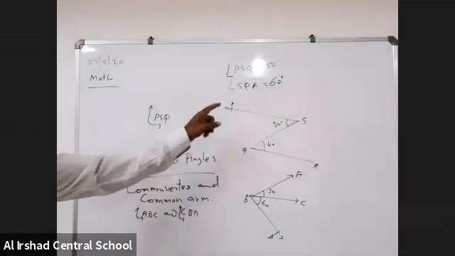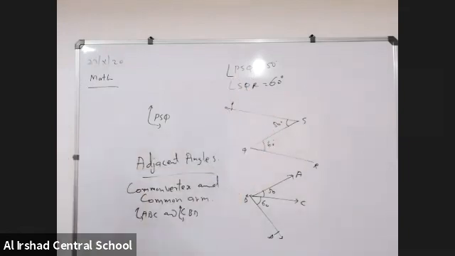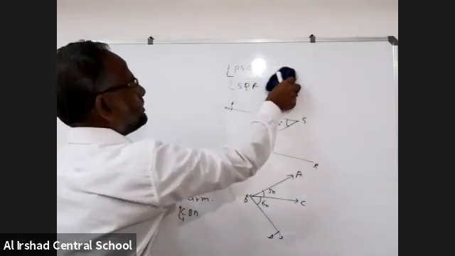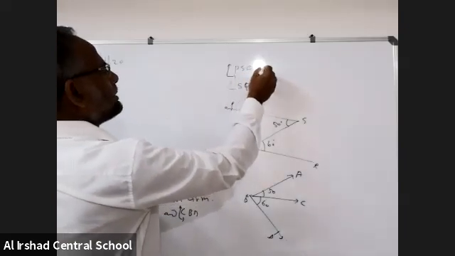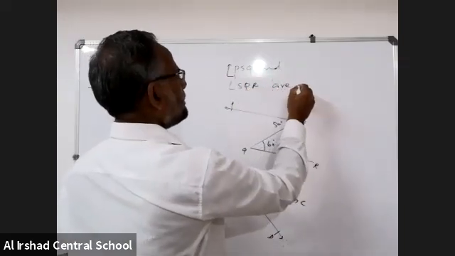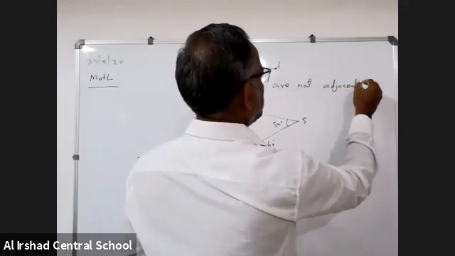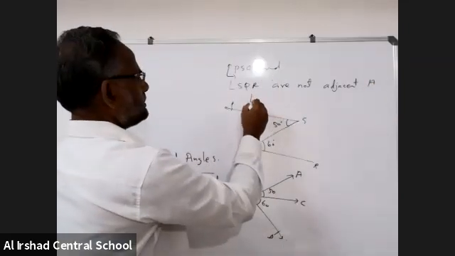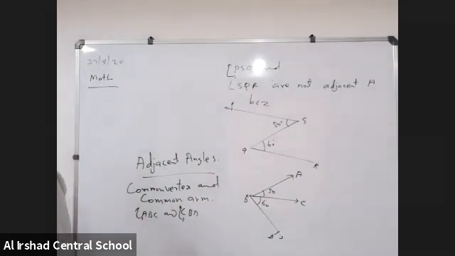After that, write: angle PSQ and angle SQR are not adjacent angles. Not adjacent angles. Because, what is the reason for that? What is the reason?